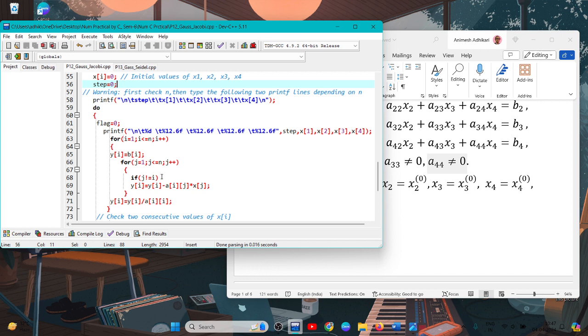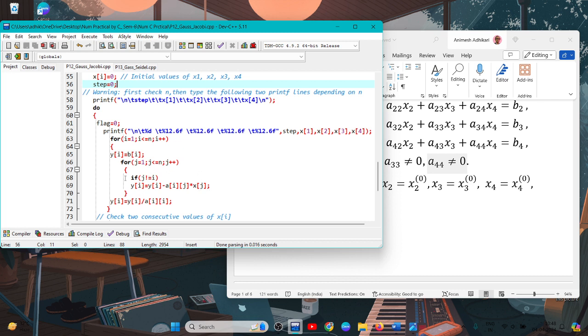Next, j equal to 2. So i equal to 1, j equal to 2. So here i equal to 1, y1, the new value of yi on the left-hand side, equals the old value of y1, that is b1. So the new value of y1 equals the old value of y1, that is b1, minus a12 into x2. The initial value is x2 equal to 0. Next, for the j loop, j equal to 3. So i equal to 1 and j equal to 3. So the previous value of y1, the new value of y1, equals minus a13 into x3.